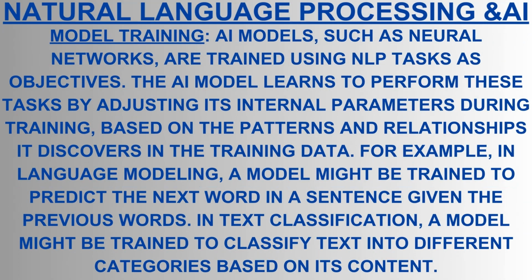Model training. Artificial intelligence models such as neural networks are trained using natural language processing tasks as objectives. The artificial intelligence model learns to perform these tasks by adjusting its internal parameters during training based on the patterns and relationships it discovers in the training data. For example, in language modeling, a model might be trained to predict the next word in a sentence given the previous words. In text classification, a model might be trained to classify text into different categories based on its content.